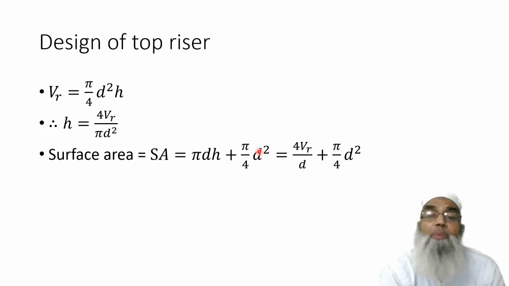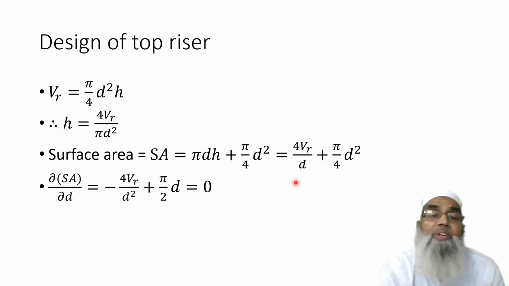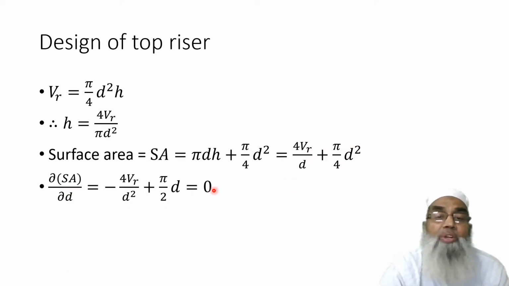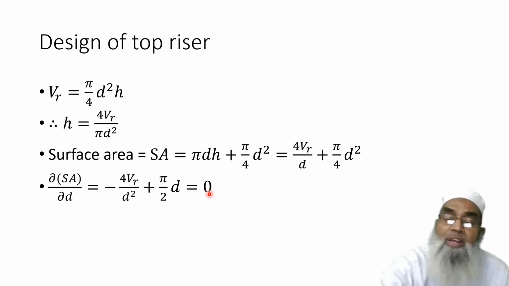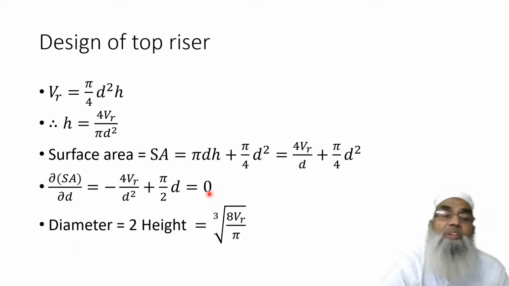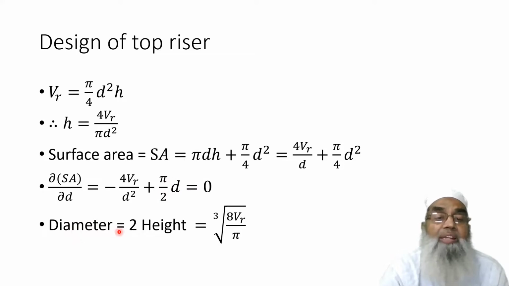Only the top surface of the top riser will be exposed to the atmosphere, and there will be heat transfer, and the curved area will also have heat transfer. Therefore this will give the surface area in terms of the volume of the riser and the diameter of the riser, and now we can differentiate it and equate it to 0, so that we can have an optimum value dimension. We can see that height is equal to diameter, which is twice that of height, and it is given by this particular equation.